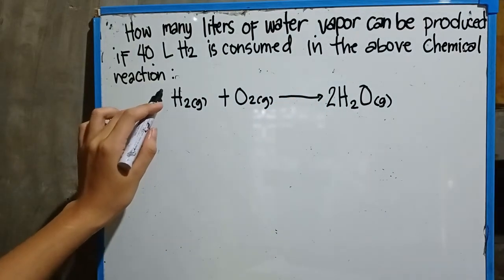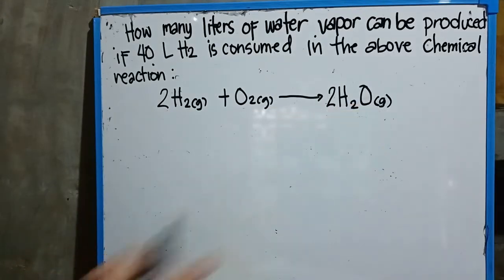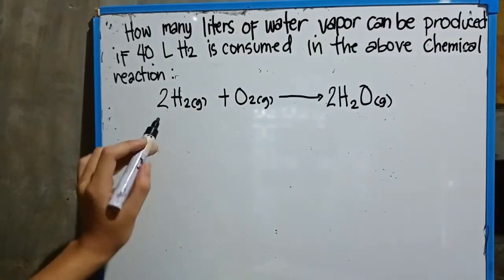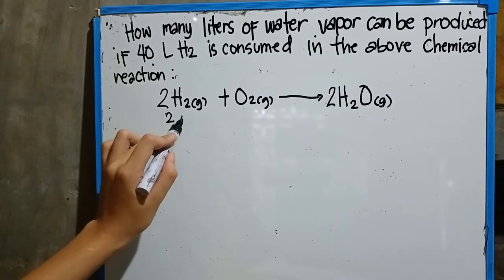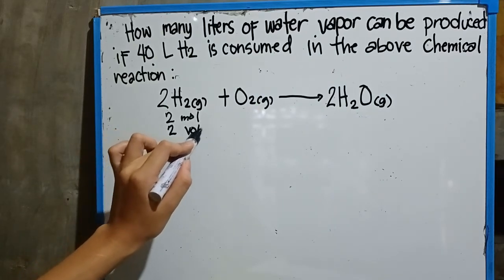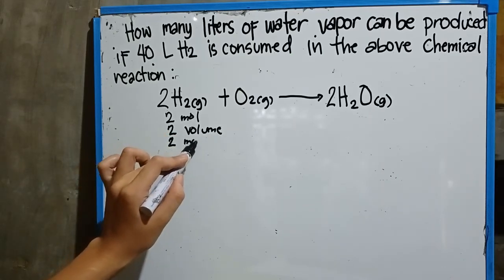Then here, 2. So 4, 2, 4, 2. So balance na siya. So this is the easiest kay liter na daan ang given, tas liter diretsyo ang pagsagot. So for example, this one, kaning 2, 1, 2. So pwede siya maging 2 mole. Pwede siya maging 2 volume. Pwede po siya maging 2 molecule.